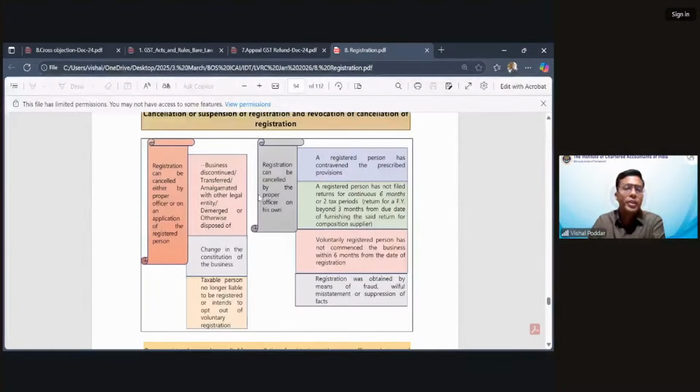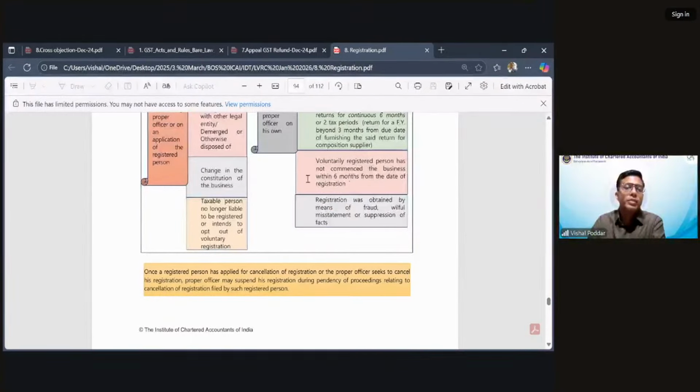Next, registration can be cancelled by the proper officer suo motu. This is where there is some problem at your end. So the registered person has contravened any of the provisions of the act, or the person has failed to file the returns for continuous 6 months period, or 2 tax periods wherever you are a quarterly return filer.